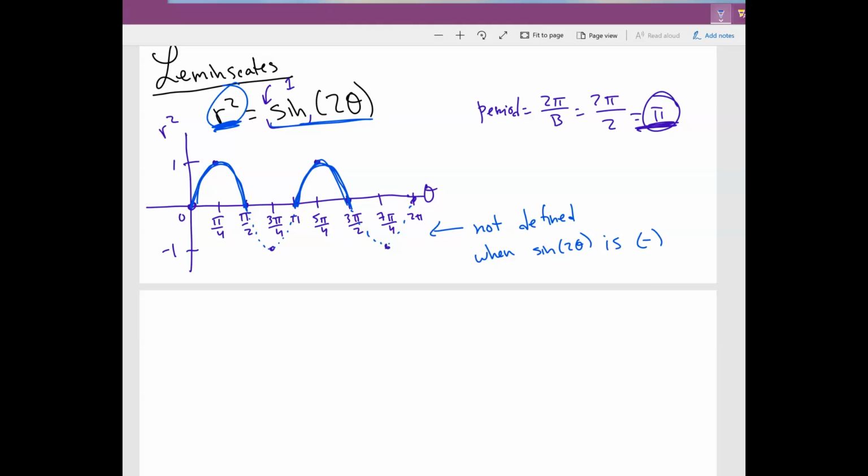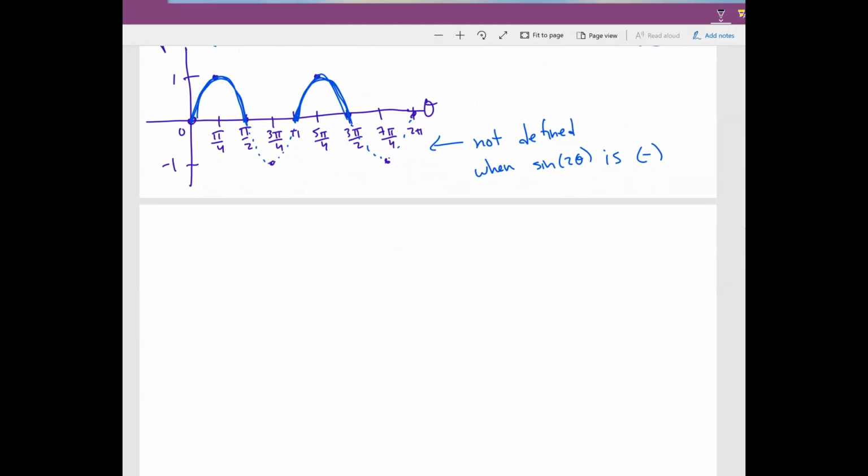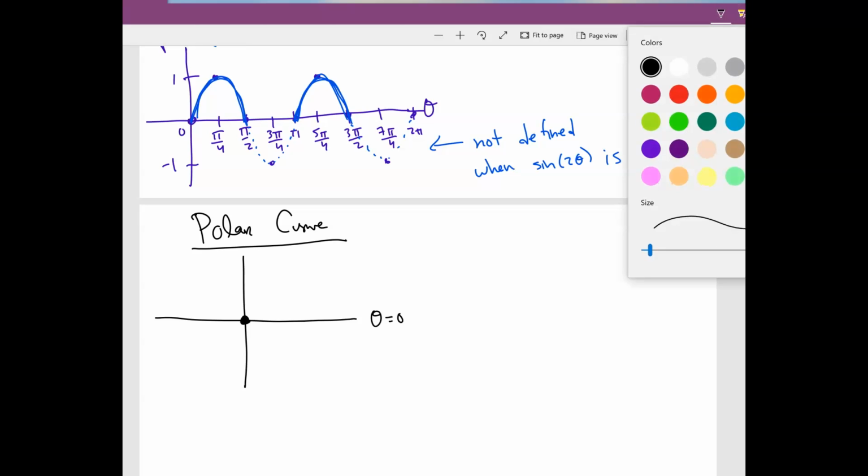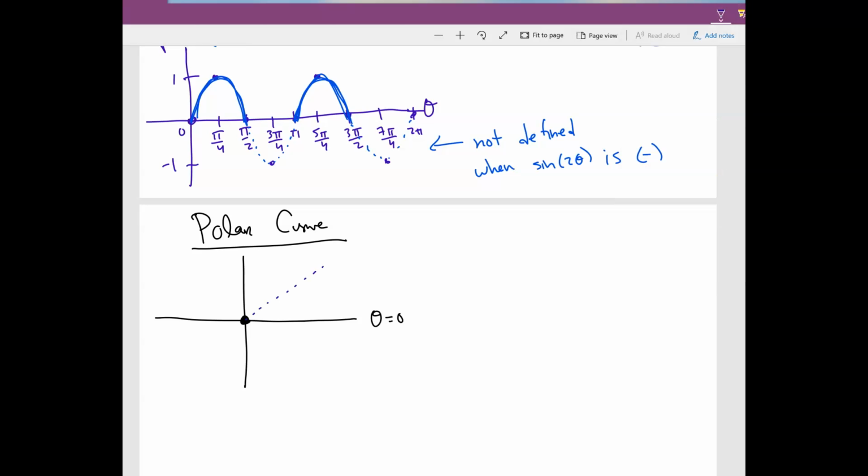Okay? So what does that look like? Well, let's draw our polar curve. So here, we're going to start at theta equals 0. You're going to start at the pole. Okay, so we're there. Then at pi over 4, we're right here. Theta equals pi over 4. And we're going to go all the way up 1 unit. So 1 unit in that direction. Okay. Then at pi over 2, here's theta equals pi over 2. We're going to go back to 0. So back to the pole.